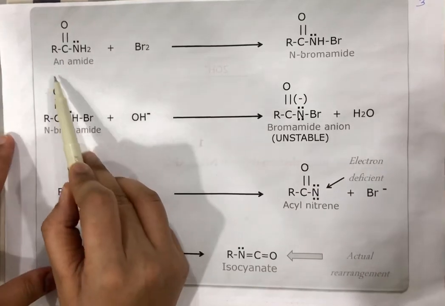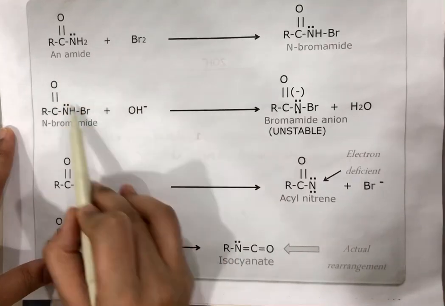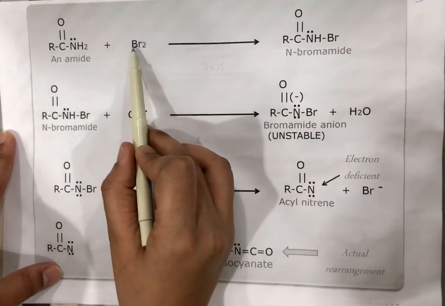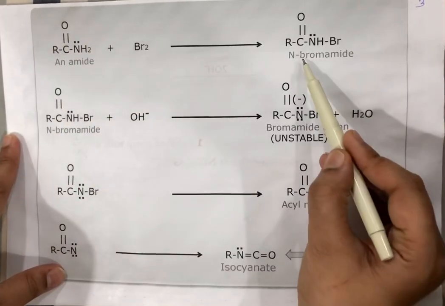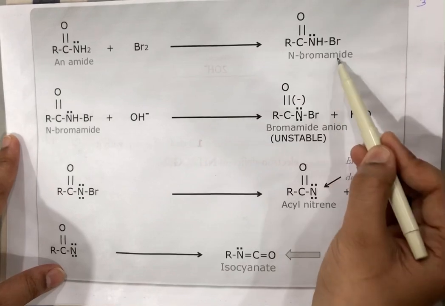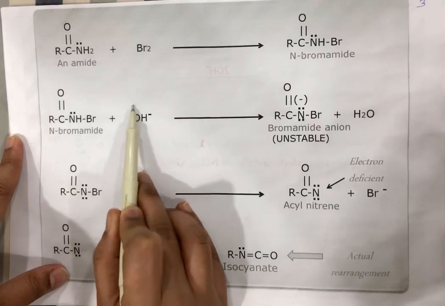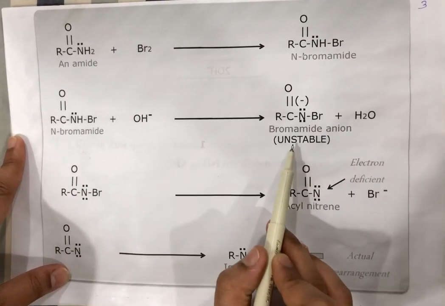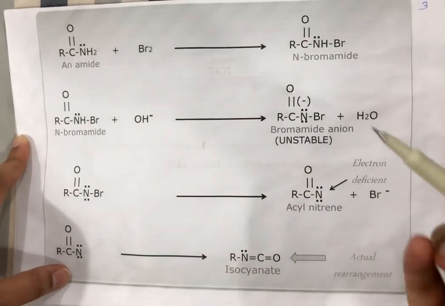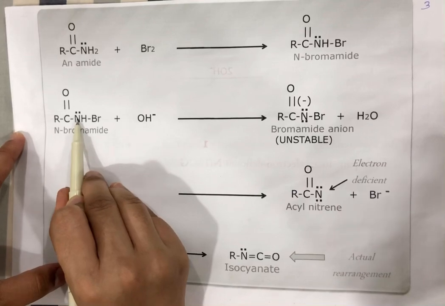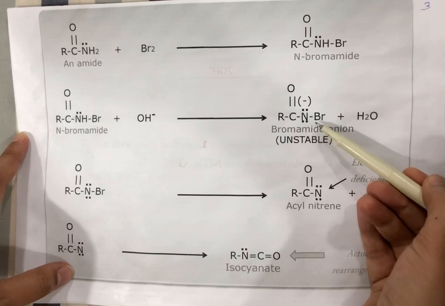First step, bromination of amide. When the amide molecule reacts with bromine water, it converts into N-bromamide. This means one atom of bromine will attach with this amide group. Next step is when N-bromamide reacts with hydroxyl ion, it will form an unstable bromamide anion. Here there is one lone pair of electrons. In the case of the unstable ion, there are 2 lone pairs of electrons, meaning it is unstable.